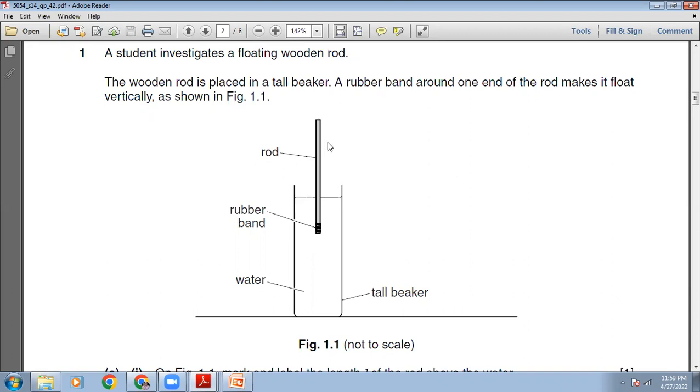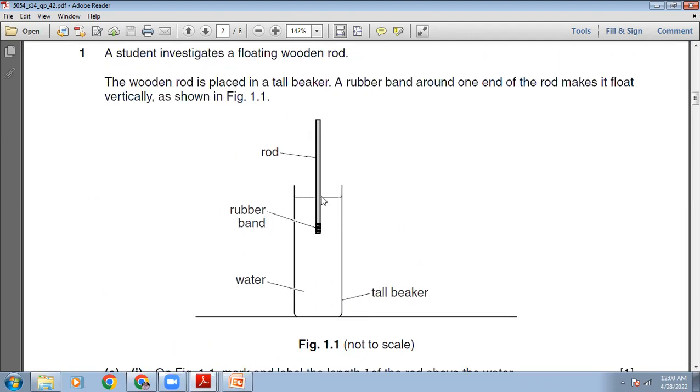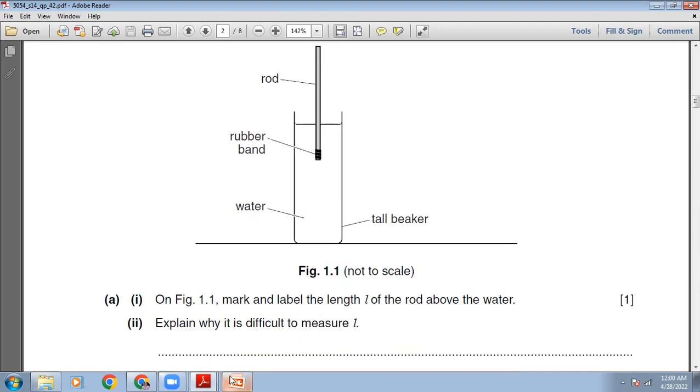So it's basically a wooden rod, and here we have the rubber bands, and when we put it in the water, this tall beaker has water, and we put this rod in this beaker. So this rod floats in this water. On the figure 1.1, mark and label the length L of the rod above the water. So above the water means from here till here. Okay. So we have to mark it with the letter L.